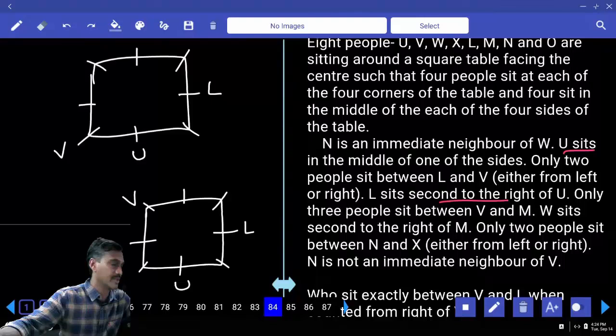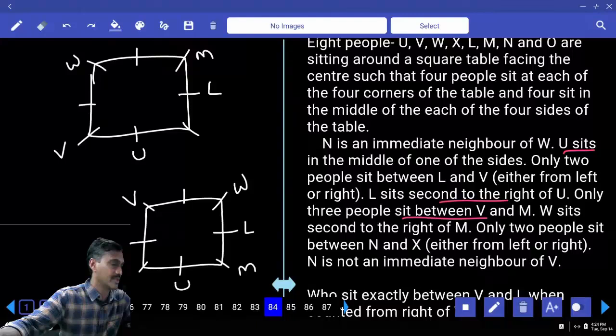And next, only 3 people between V and M. Among these 8 persons, 3 persons in between means they are opposite to each other. V and M are opposite. And W sits second to the right of M. Now W sits second to the right of M. Here W sits second to the right of M. Is that right? W is second to the right of M.